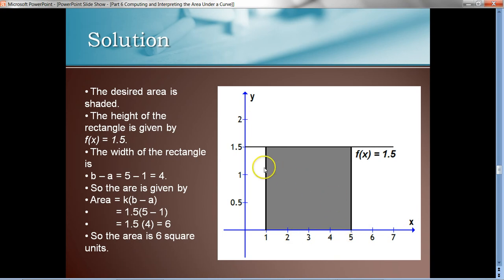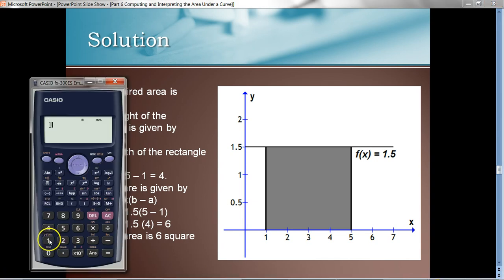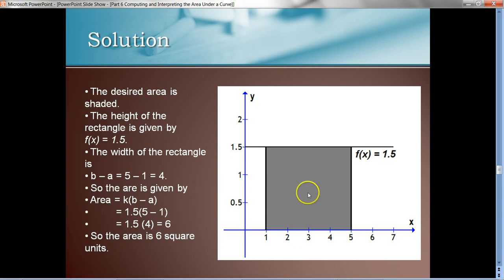All right, and so to get the area of the rectangle, we take the width of it, which is 4, multiply it by its height, which is 1.5. And just to make sure, 1.5 times what? 5 minus 1. So what do we get there? 6. All right. So we get what? 6 square units for the area under that curve.